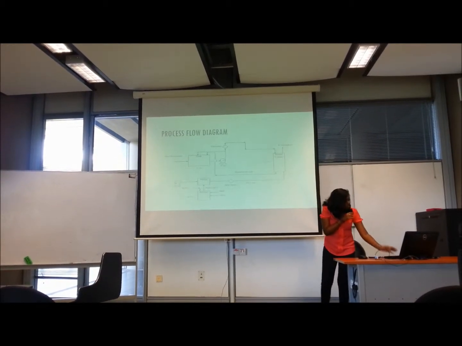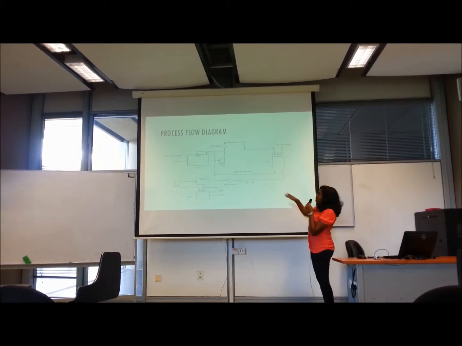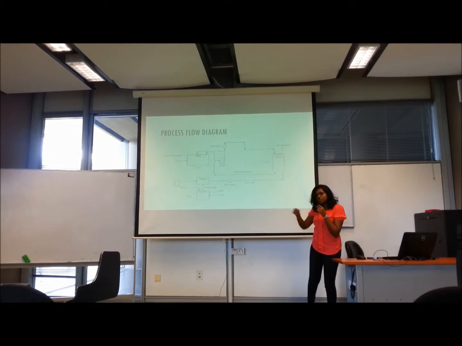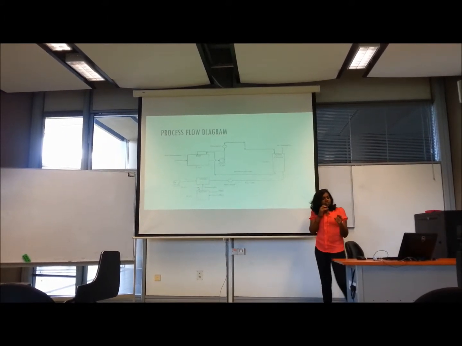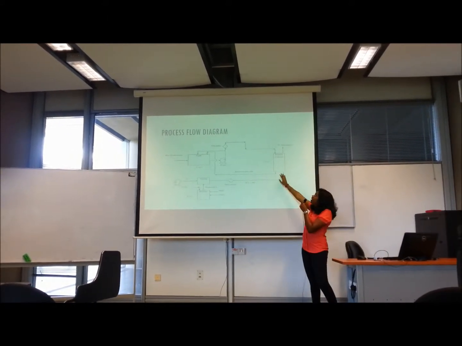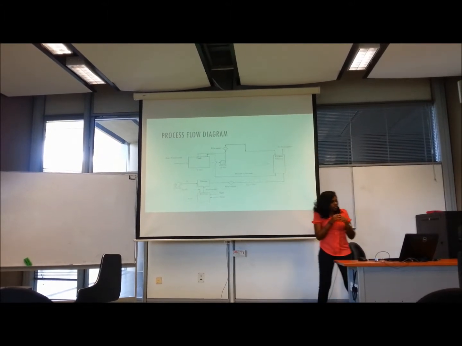So this is the process flow diagram that has been explained by Ariff and Danial, each type of them and the function of them. So my part is I'm going to explain the packed column. Right.